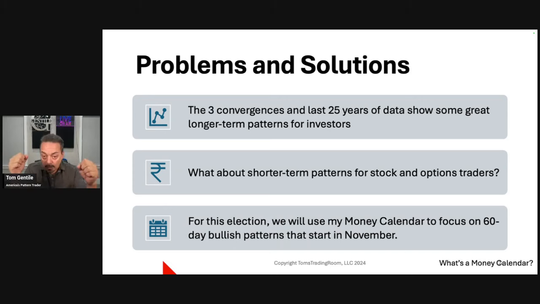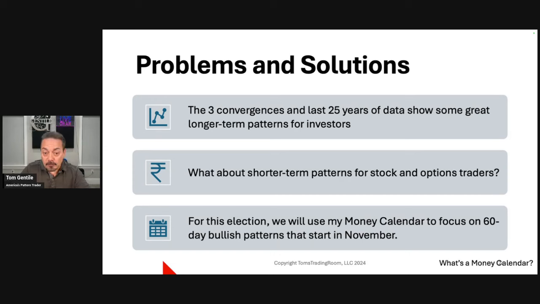I tore it apart, got under the hood, and I looked at just bullish patterns that start in November, but not just in November of every year, but in November of every 4 years, November of that the election falls on. And I was looking for patterns that happen 100% of the time going back from 2000 to where we are now. And I'm going to show you those patterns in just a moment.